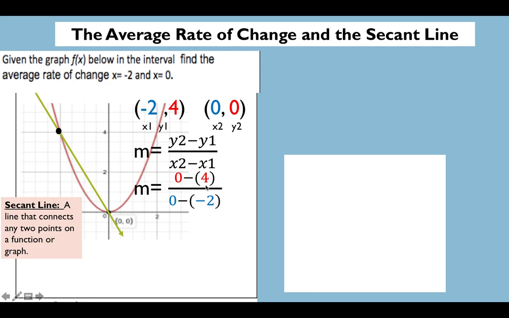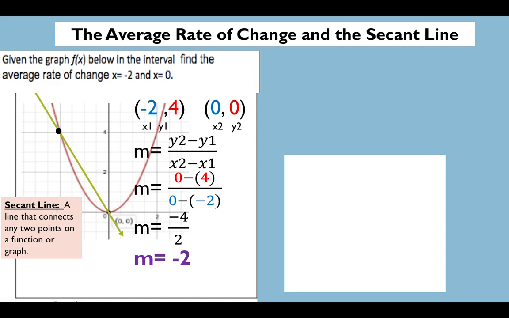0 minus 4 is -4. 0 minus -2, double negative, this is going to become positive. So what we have is -4 divided by +2, and our slope ends up being -2. So the average rate of change, or the slope of this green line right here, the secant line, is -2.